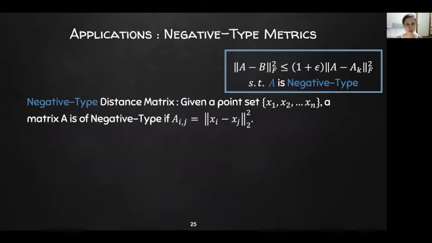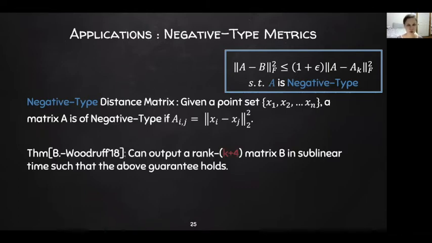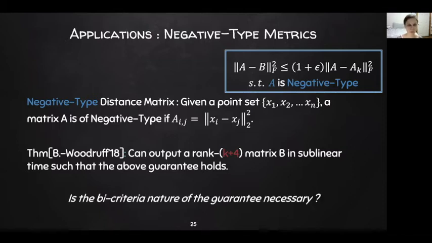Next, consider the problem where the input, instead of being PSD, is promised to be a negative type metric. Here, we consider a point set x1 to xn, and the corresponding distance matrix is of negative type if the ijth entry of A is the squared Euclidean distance between xi and xj. In prior work, Bakshi and Woodruff showed that we can obtain a bicriteria algorithm for this problem, where we output a rank k plus 4 matrix that has cost comparable to the best rank k approximation. And a central conceptual question left open was whether this bicriteria guarantee is necessary.